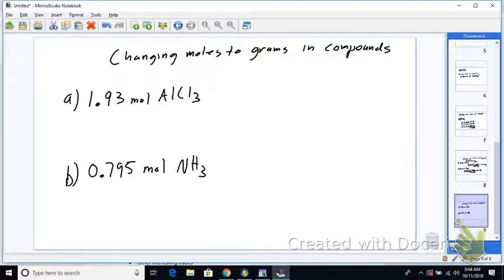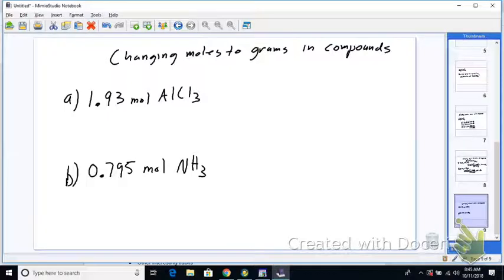Next week, toward the end of next week, I think on Thursday, because we don't have school Friday, you're going to do a lab and you're going to find a chemical formula based upon a chemical reaction of elements. Okay? And we'll do that on Thursday next week.